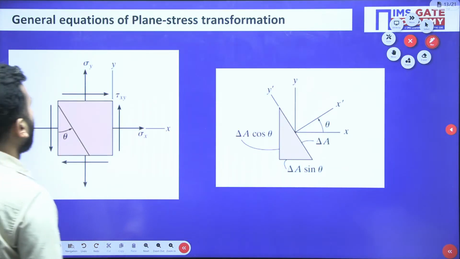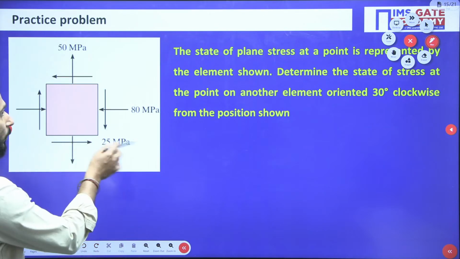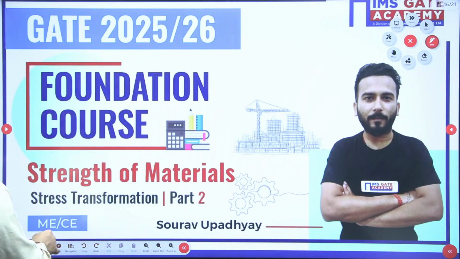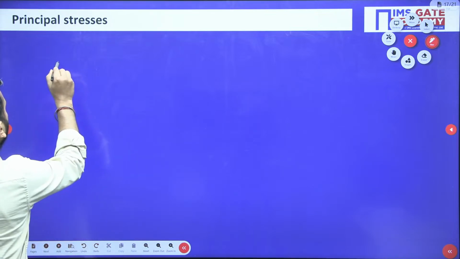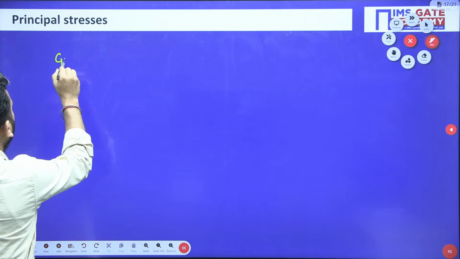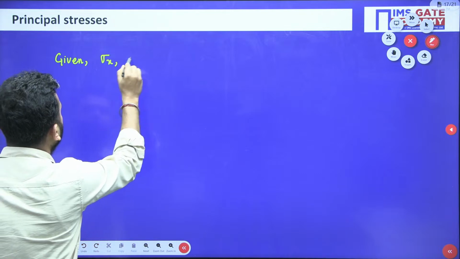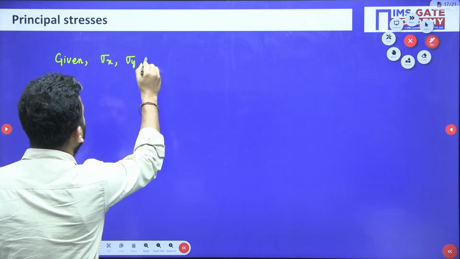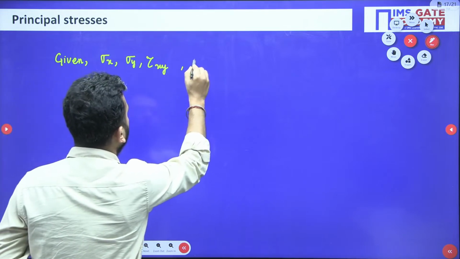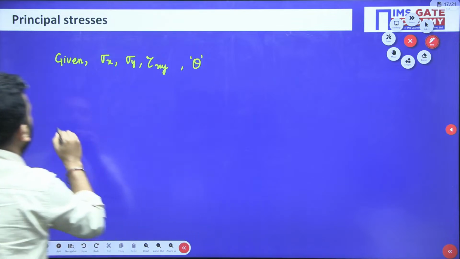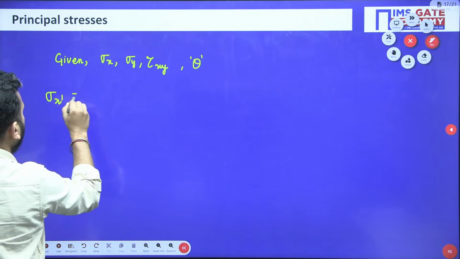Yesterday's question is not the problem here, so I will just write the equations once again. Given sigma x, sigma y, and tau xy, and theta, that is the change of orientation angle, if I rotate the element, what will be the normal stress in, let's say, the x dash direction?